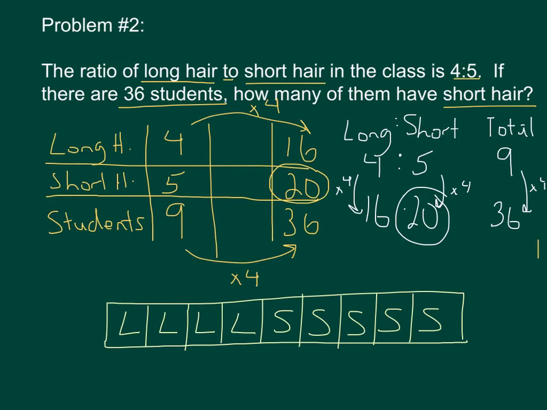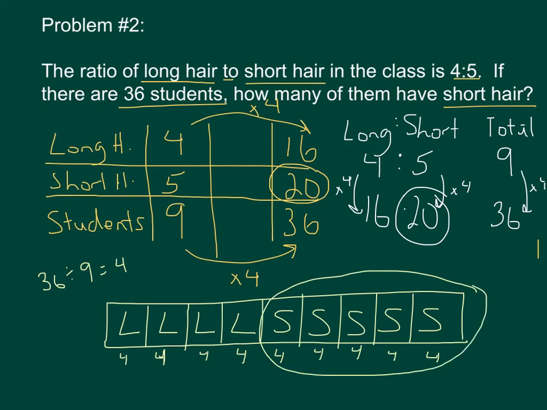So because I have 9 parts in my fraction bar, I need to take my 36 students, divide them into 9 parts evenly, which I could have done in the calculator. Would have gotten 4 for each part. But the only parts I care about are the short-haired parts. And here I have 5 groups of 4, so I have 20 students with short hair.